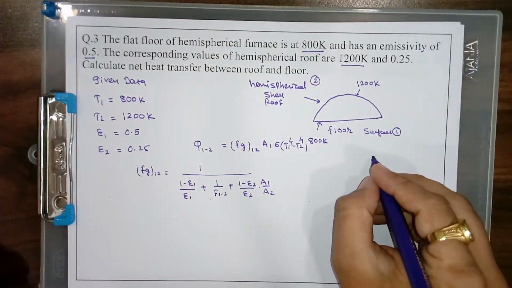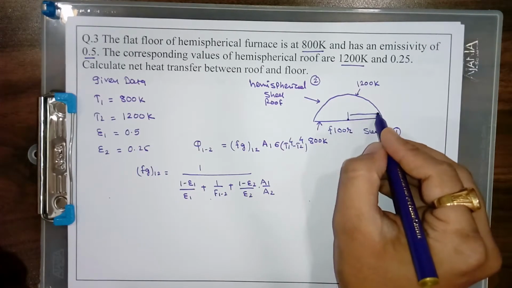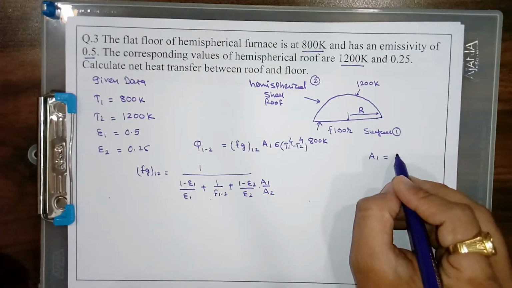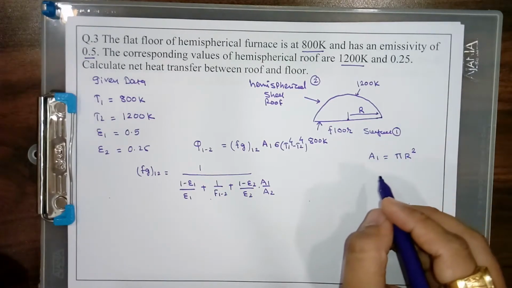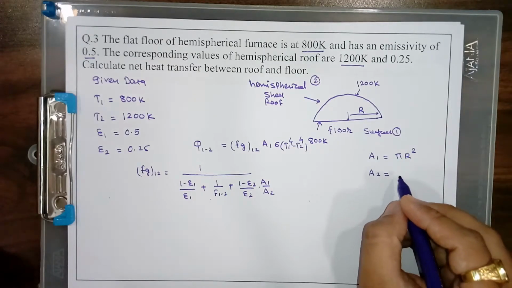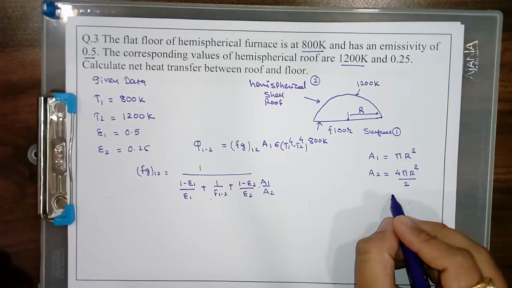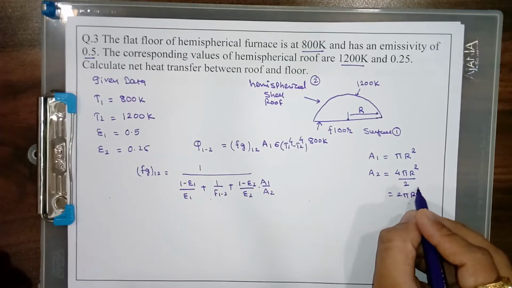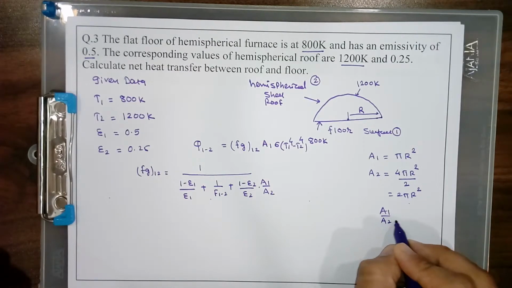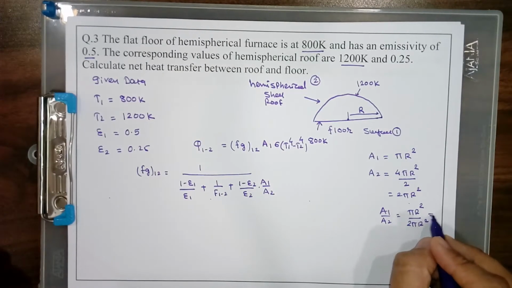So first of all we will calculate the area. Let's assume the radius of this hemispherical shell is r. So the area A1 for the floor is pi r square, and for the hemispherical shell, the total spherical shell has an area of 4 pi r square, but we have the hemisphere, so we need to divide by 2. So finally our area becomes 2 pi r square, and the ratio of A1 by A2 is pi r square divided by 2 pi r square, so it becomes 1 by 2.